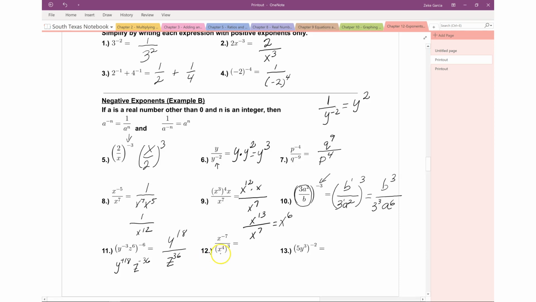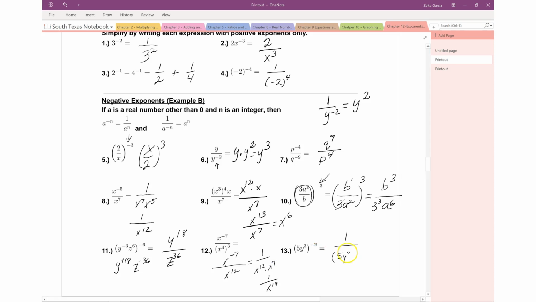Number 12, we have x raised to the negative 7th power divided by x to the fourth, raised to the third power. A power raised to a power, you're going to multiply. So that's x to the 12th. And since that's negative, x to the 7th is going to go to the denominator. So we have 1 divided by x to the 12th times x to the 7th.